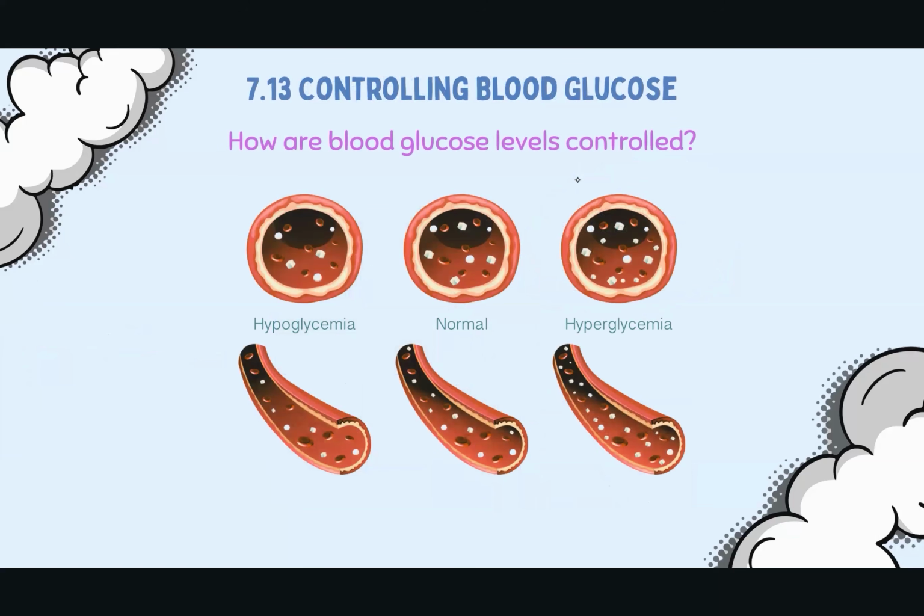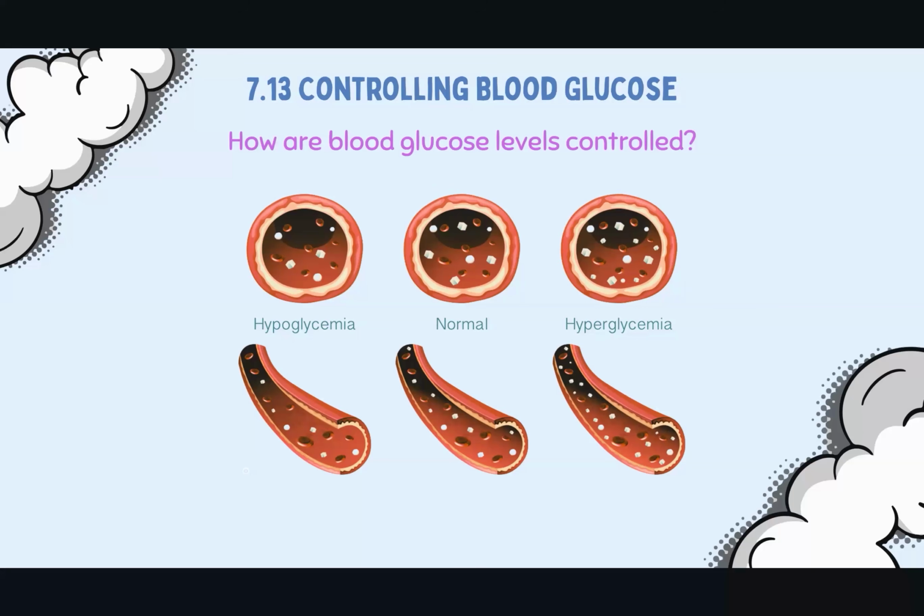Okay, controlling blood glucose. We're back to combined, triple, everyone. So those that just took a small break, you can come back now. This is for everybody. So how are blood glucose levels controlled? This is for combined, triple, everyone.